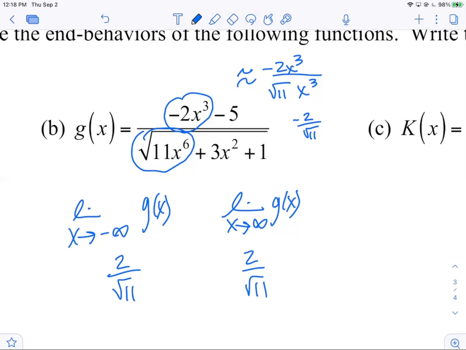Multiply by square root of 11 over the square root of 11. And as you go out to the right, what type of 2 over square root of 11? Well, plug in a positive. Positive cubed times negative is negative. And the bottom's always positive. Negative over positive is negative.